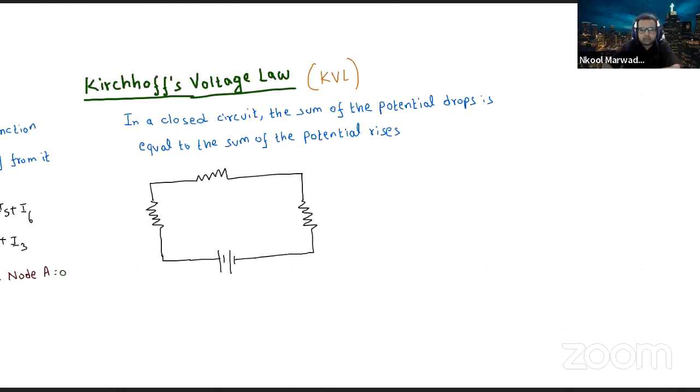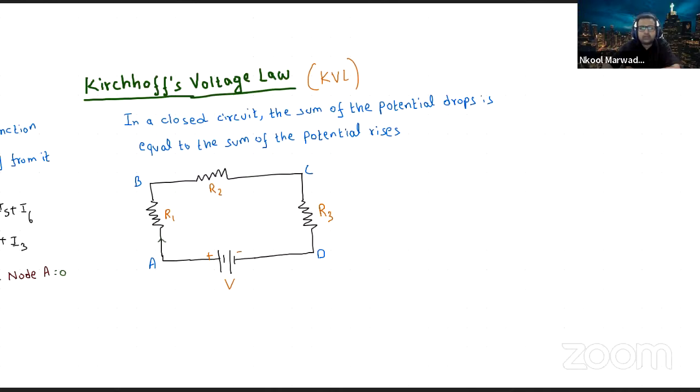So I have a mesh or a closed circuit ABCD. Now some resistances are connected to it, R1, R2, R3, and I have a battery with voltage V. Now a current is flowing. Let us suppose the current is I.